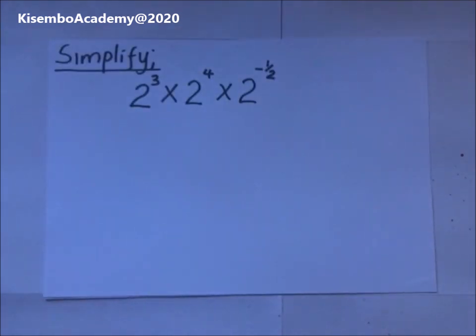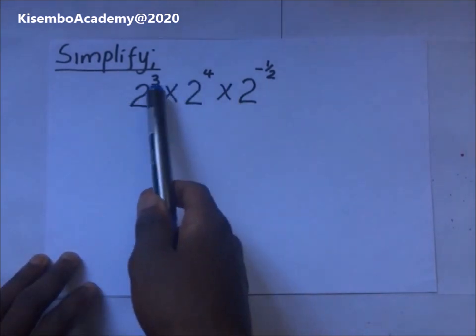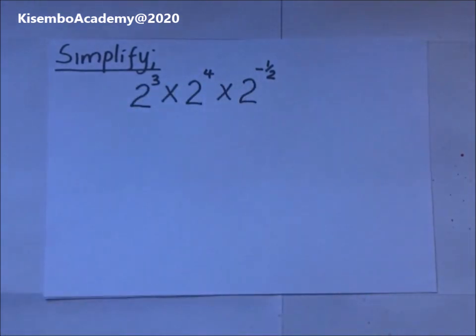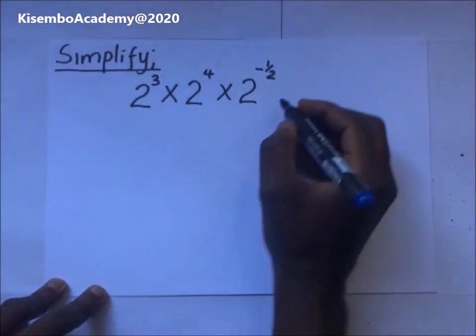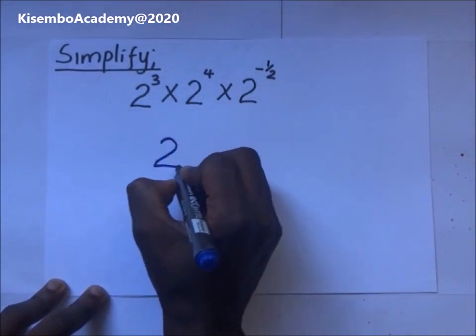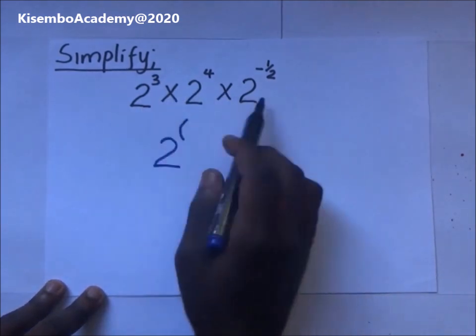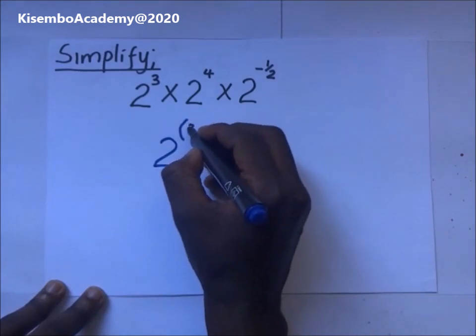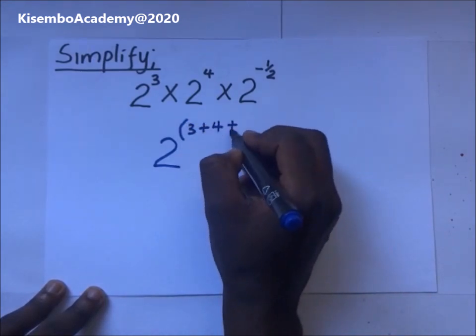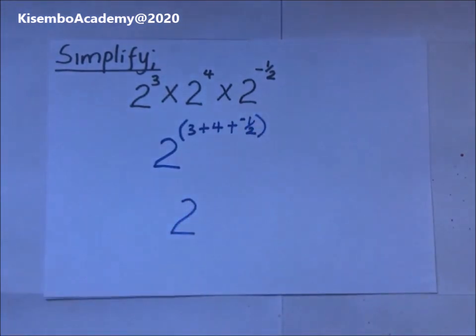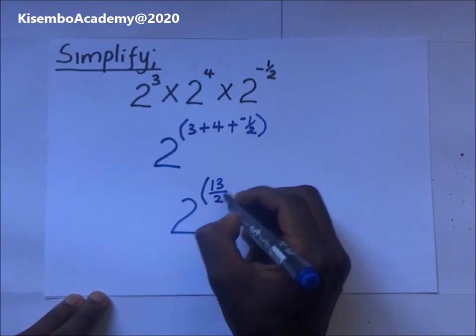We are being required here to simplify 2 to the power 3 times 2 to the power 4 times 2 to the power negative a half. If you look at this, we have multiplication of these index numbers, but the base is the same. Since the base is the same, we are going to maintain it. So it's going to be 2 to the power... In multiplication, when the base is the same, we add the powers. So it's going to be to the power 3 plus 4 plus negative a half, and our answer is going to be 2 to the power 13 over 2.